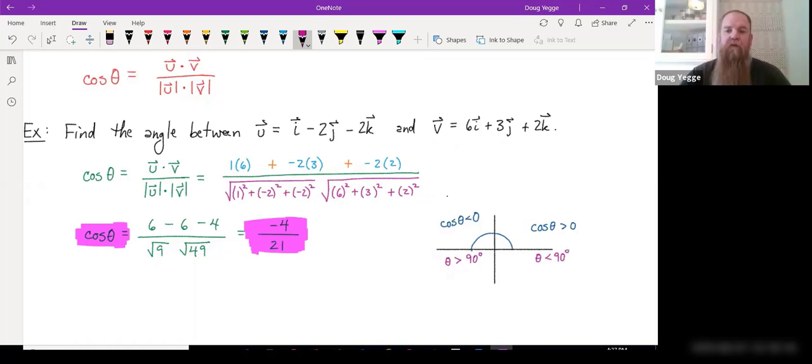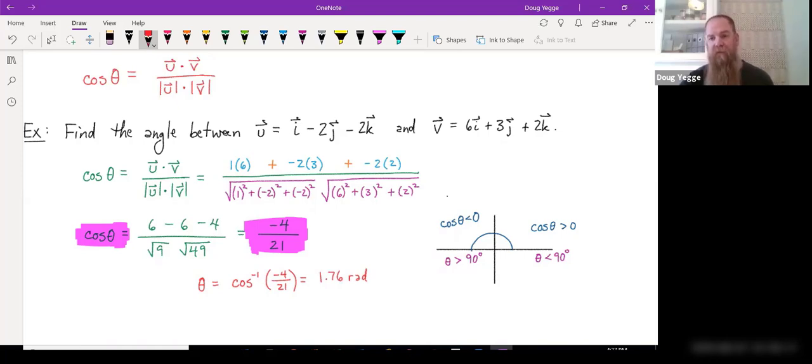So we can assume that by the fact that cosine of theta is negative 4/21, our angle between the two vectors is going to be obtuse, bigger than 90 degrees, which means that theta is equal to cosine inverse of negative 4/21. And when you punch that into your calculator, you get approximately 1.76 radians.